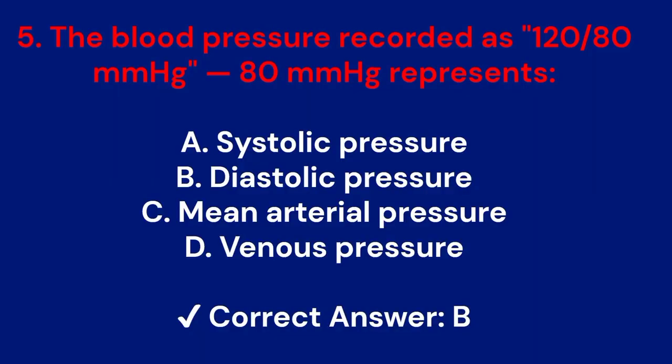5. The blood pressure is recorded as 120 over 80 mmHg. 80 mmHg represents: A. Systolic pressure, B. Diastolic pressure, C. Mean arterial pressure, D. Venous pressure. Correct answer: B. Diastolic pressure.